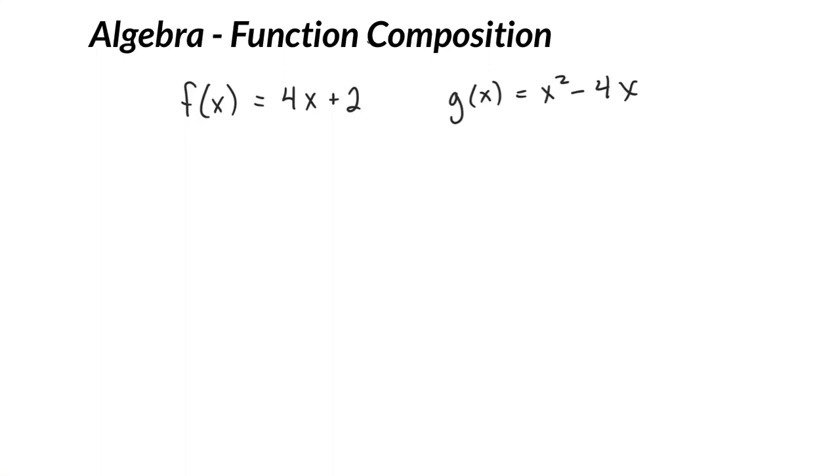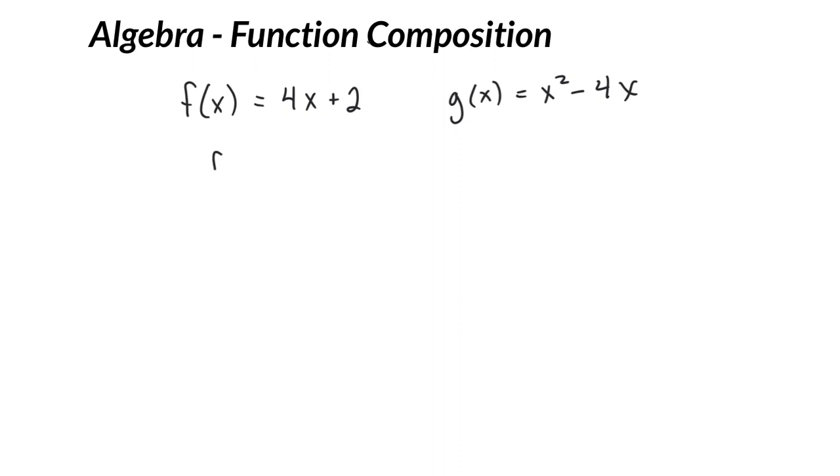Let's talk about function composition. Function composition refers to taking two functions and putting them together. And I want to do a couple examples where we just put some numbers in and talk about notation, and then we'll talk about how we could actually put the two functions together to make a new function. But let's begin with this.